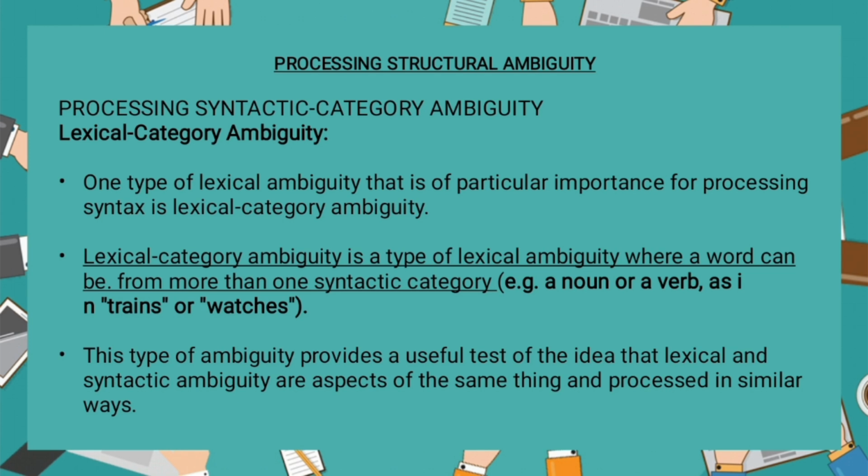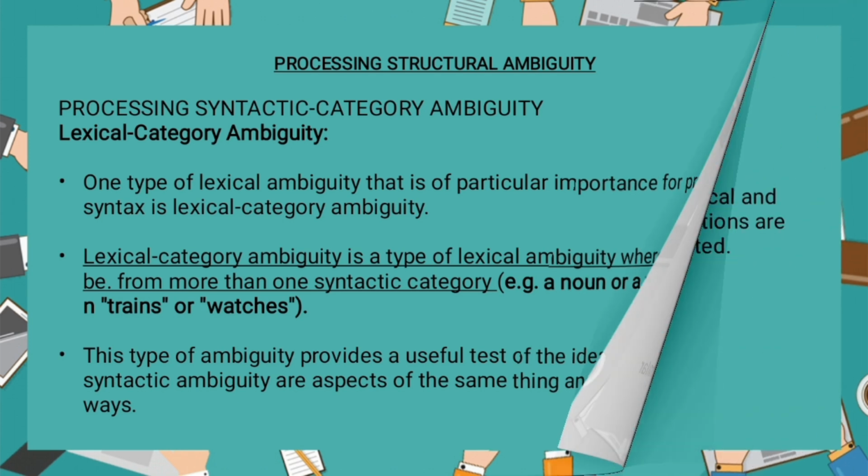Processing syntactic category ambiguity. Lexical category ambiguity. One type of lexical ambiguity that is of particular importance for processing syntax is lexical category ambiguity. Lexical category ambiguity is a type of lexical ambiguity where a word can be from more than one syntactic category, for example, a noun or a verb, as in dreams or watches. This type of ambiguity provides a useful test of the idea that lexical and syntactic ambiguity are aspects of the same thing and processed in similar ways.